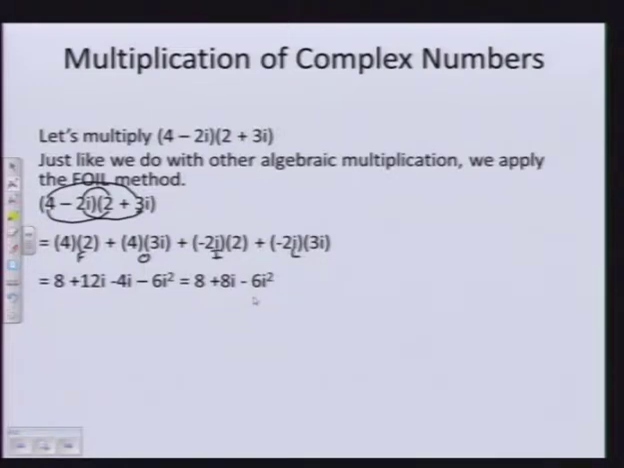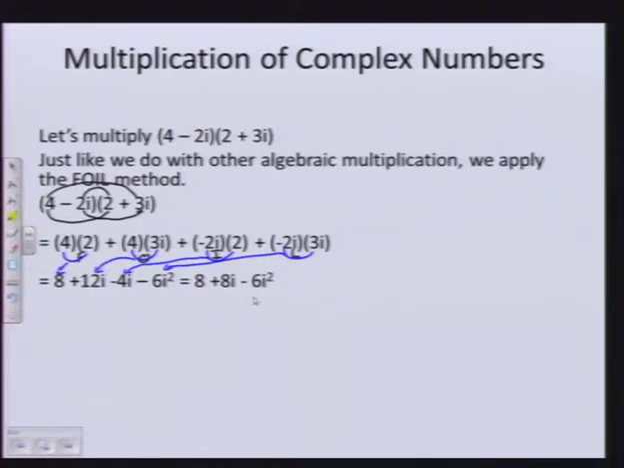The first term is 4 times 2, which gives us a positive 8. We have 4 times 3i, which gives us 12i. We have negative 2i times 2, which gives us a negative 4i. And finally, we have negative 2i times 3i, which gives us a negative 6i squared. Again, we've applied the FOIL method and simplified the products.